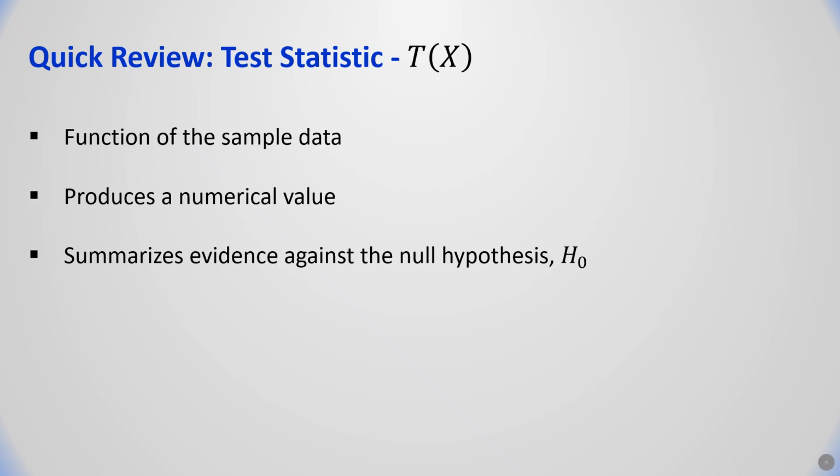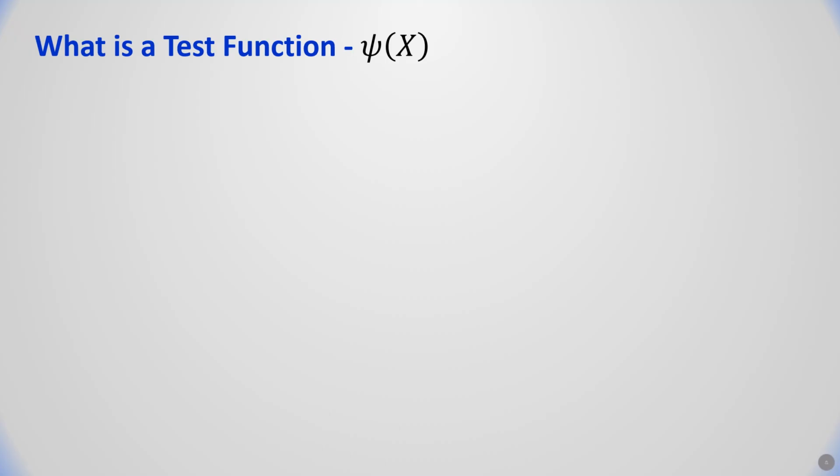Before we continue, notice that the notation for a test statistic is not fixed. Different symbols may be used, such as T, Z, or W, depending on the context. In this video, we use T of x to denote the test statistic and reserve psi of x for the test function. Now let's define a test function.